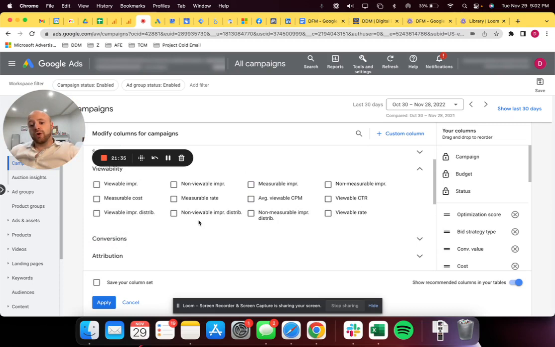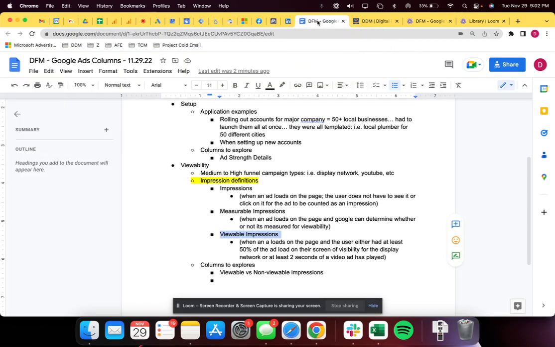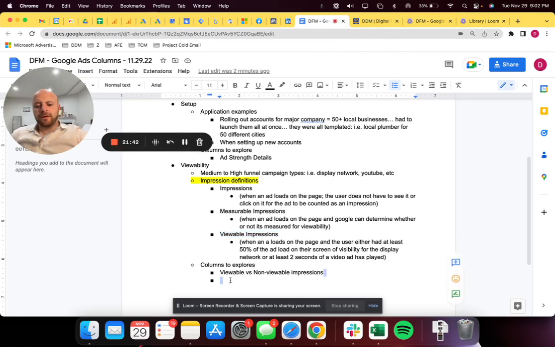Columns to explore. I do think lining up takeaways from this, I would start with impressions and then measurable impressions and then viewable impressions and see what the difference is, right? Let it just start there because then you could say, oh, I had 10,000 impressions, but I really only had 8,000 measurable impressions and 6,000 were actually viewable. That means 2,000 were non-viewable and 2,000 were non-measurable. So I had 4,000 out of my 10,000 impressions non-viewable. Well, does an impression really matter unless someone saw it?